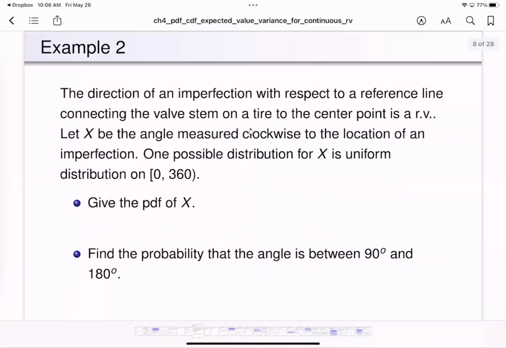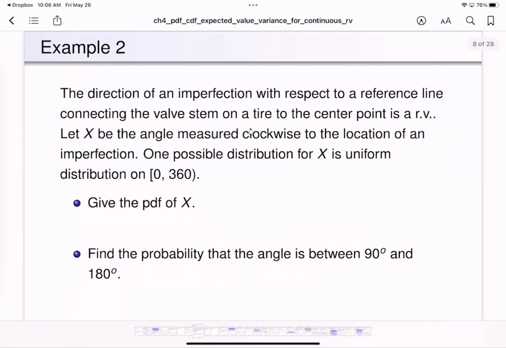In this next example, the direction of an imperfection with respect to a reference line connecting the valve stem on a tire to the center point is a random variable. The angle is measured clockwise to the location of the imperfection. So this is talking about the tire valve. One possible distribution of x is uniform between 0 to 360 degrees. Give the PDF of x.